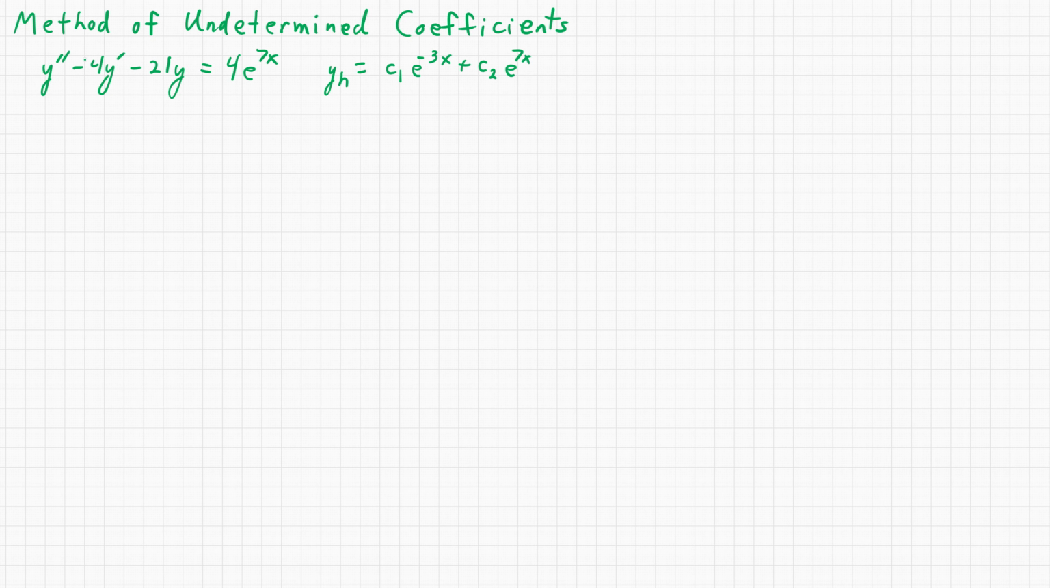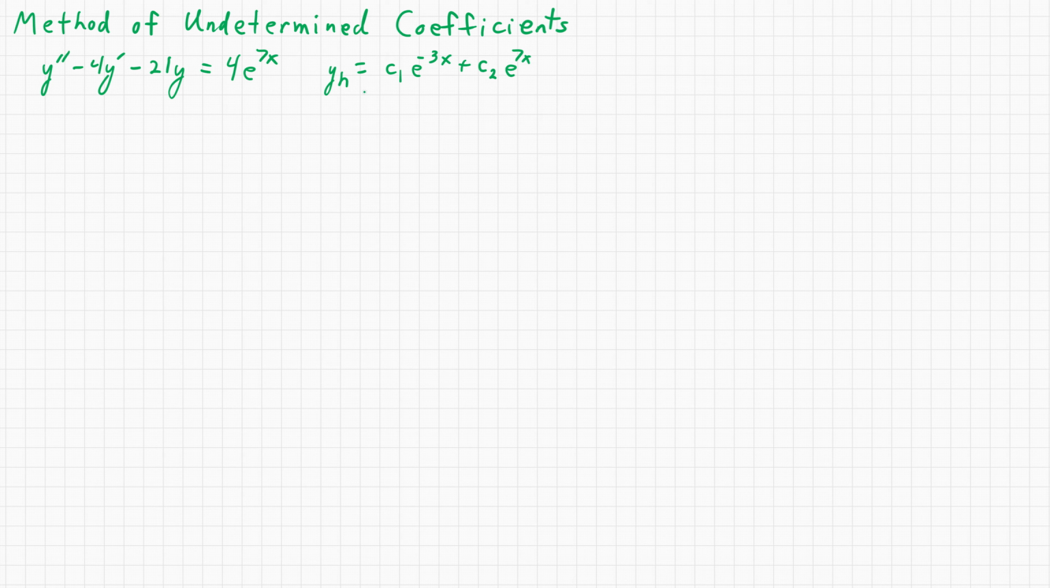Next example, where we have to modify our y particular guess because of the homogeneous solution for this method of undetermined coefficients problem. Let's take a look. We have y double prime minus 4y prime minus 21y equals 4 e to the 7x. And most of the time you can get away without looking at the homogeneous solution first, but you really should always look at it first. Plus you're probably going to have to find it anyway to finish the problem to get the entire solution.